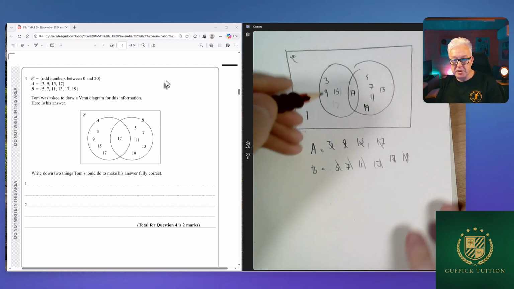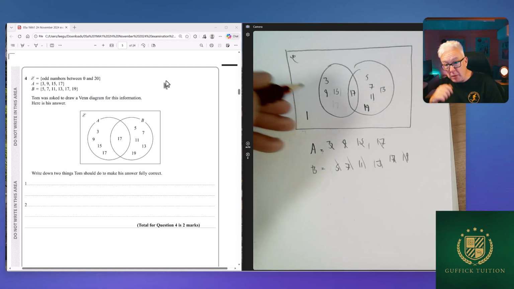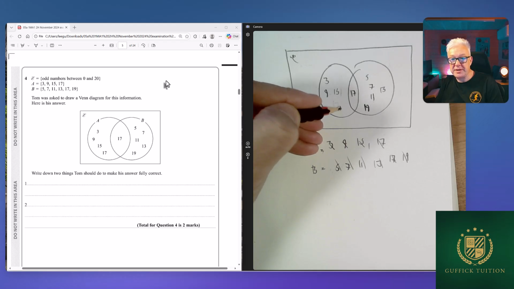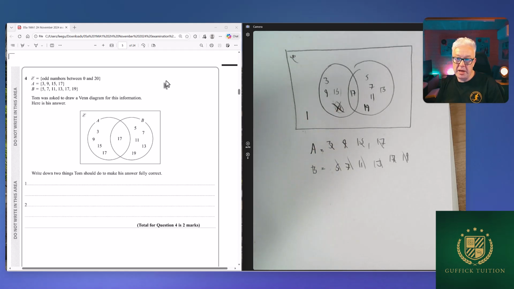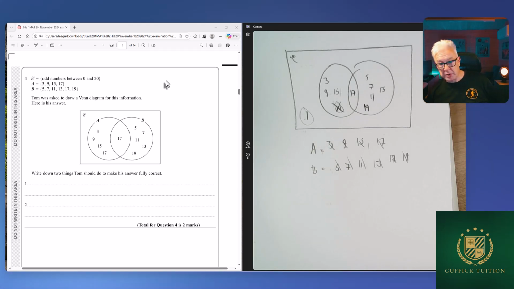So the 2 things that Tom has done wrong, let's have a look. Number 1, Tom has put a 17 here where it shouldn't be. There should only be a 17 in the middle. And Tom has also forgotten to put a 1 on the outside. So those are the 2 things that Tom should do in order to make his diagram fully correct.